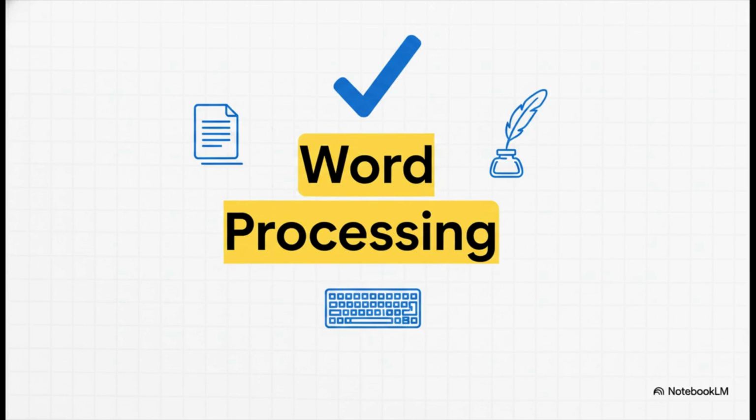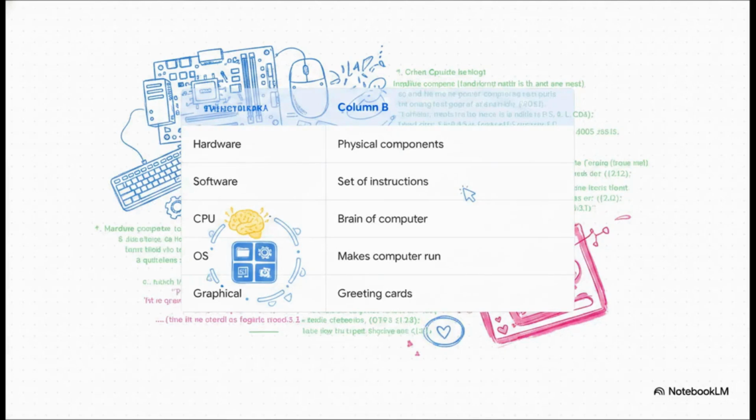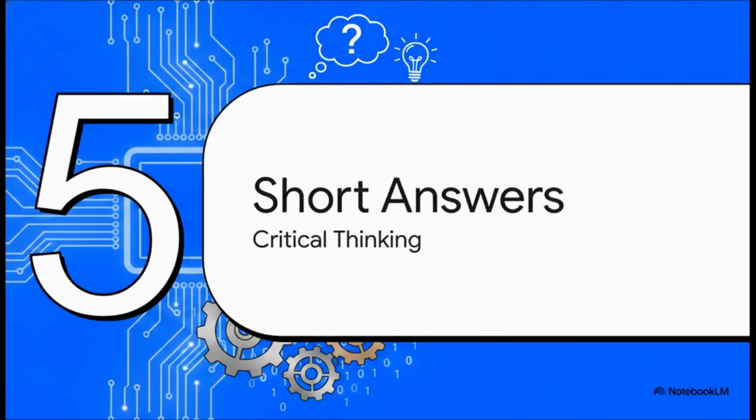editing your documents. Now let's do a quick rapid-fire matching round for these core terms. Hardware, those are the physical components you can touch. Software is a set of instructions. The CPU is the brain of the computer. The operating system is what makes the computer run. And graphical software is what we use to make greeting cards. Boom, concepts locked. And finally, Section 5, Tackling the Short Answers.